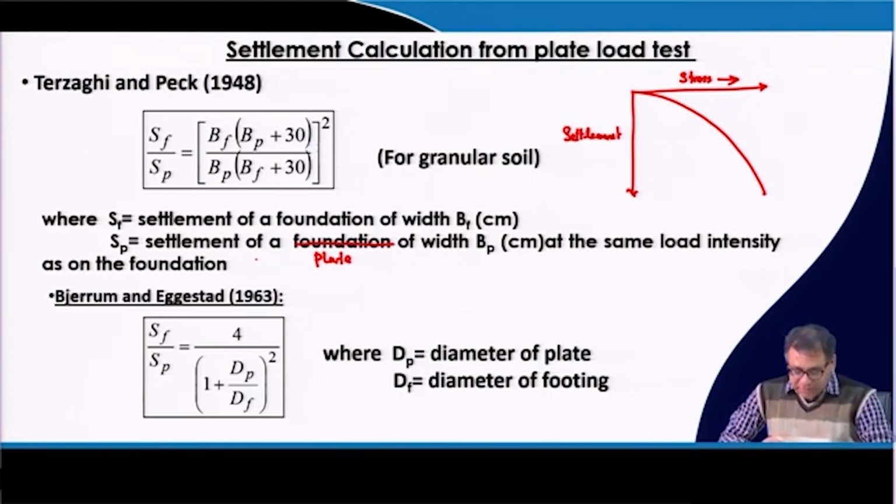Similarly, we can use the second equation also, where dP is the diameter of the plate, dF is the diameter of the footing. This equation also we can use, but here this is the ratio, so unit is not an important thing. So, how can we get that? Suppose the permissible settlement of the foundation is SAF. And we know the width of the footing and we know the width of the plate.